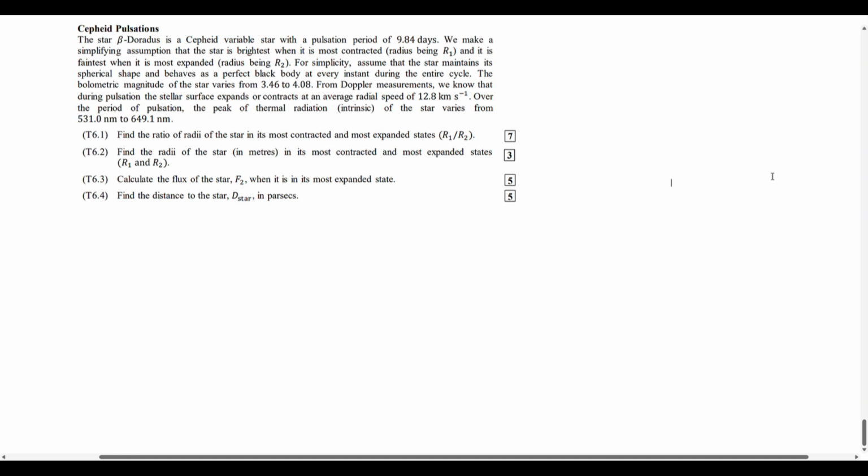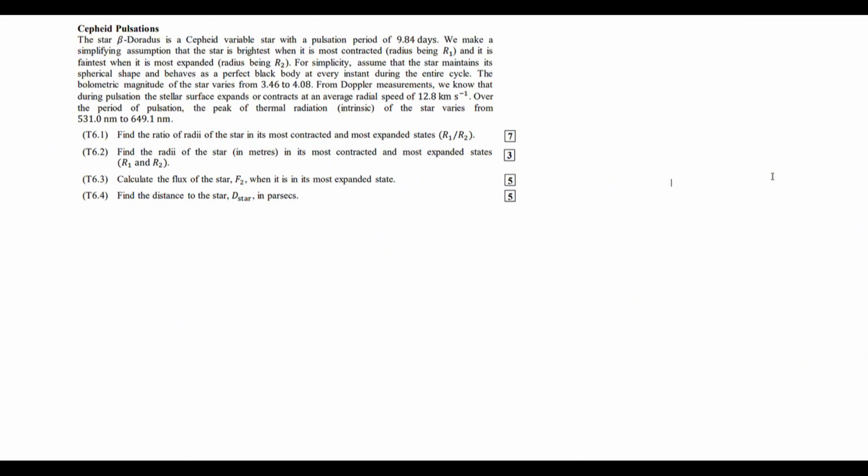Let's solve a cool astronomy problem. The star Beta Doradus is a Cepheid variable star with a pulsation period of 9.84 days. We make a simplifying assumption that the star is brightest when it is most contracted, radius being R1, and it is faintest when it is most expanded, radius being R2. For simplicity, assume that the star maintains its spherical shape and behaves as a perfect black body at every instant during the entire cycle. The bolometric magnitude of the star varies from 3.46 to 4.08.